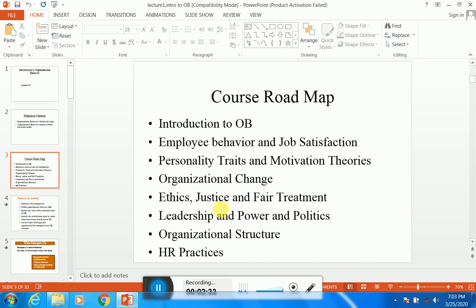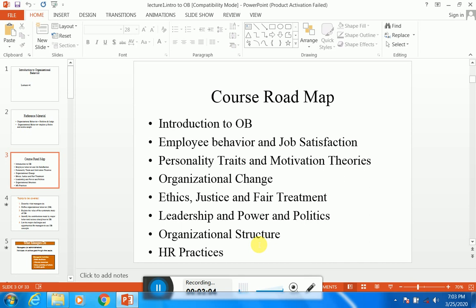ethics, justice, fairness treatments, and leadership. Under the concept of leadership, we will discuss what leadership is, the different types and theories of leadership, and power and politics and their impact on the organization. Then we will discuss organizational structure: the formal organization, the informal organization, the span of management, the authority relationship, etc.